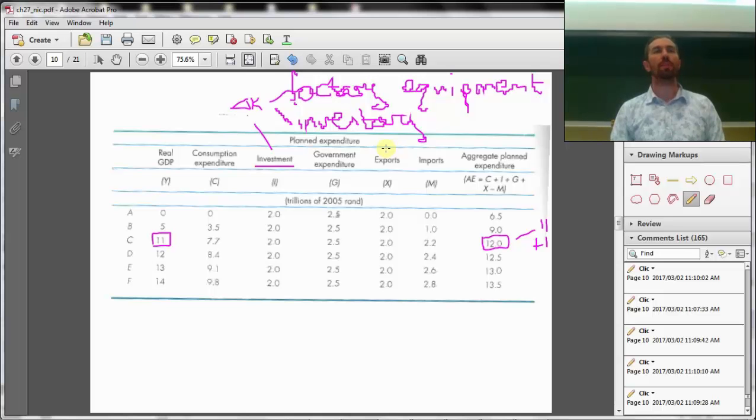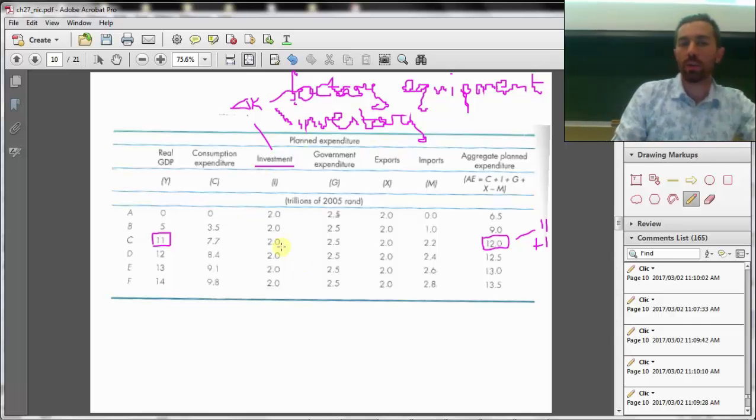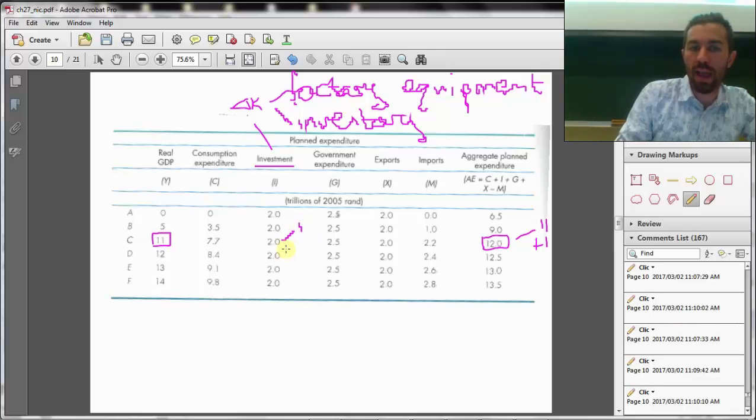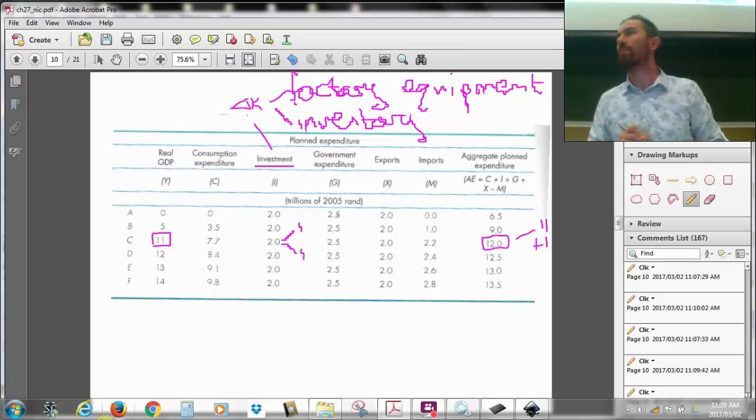So firms keep inventory aside and they plan to keep a certain amount of inventory aside. We could give, as an example, of this investment of 2, what firms really wanted to do was to increase equipment by a value of 1 and increase inventory by a value of 1. Okay? That's what they wanted to do as part of their investment.